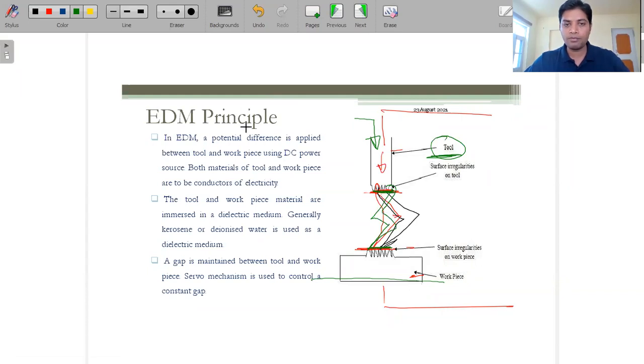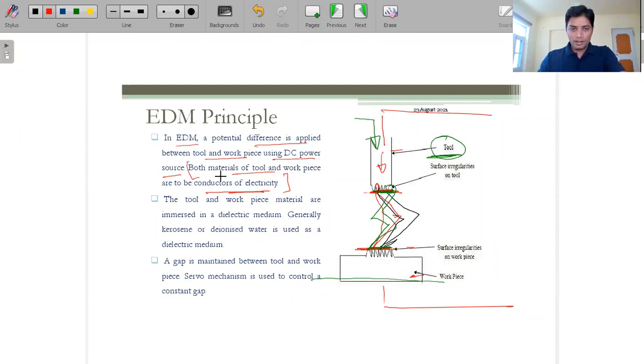So now I'm just briefing what I have written there. In the EDM process, a potential difference is applied, okay, between the tool and the workpiece using a DC power source. Both are materials that are conductors of electricity. I forgot to mention, please keep this in mind, otherwise there will be no removal of the material. The fluid that we are using is deionized water, and if we use a material which is not a conductor of electricity, then you just apply the electricity, there will be nothing.